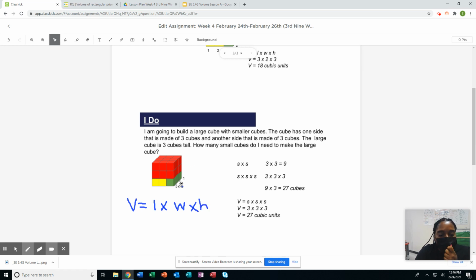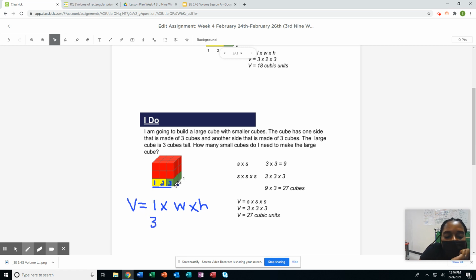Okay, so they gave us an example here of how to count 1, 2, 3, but we're going to start with our length first. Okay, because it's always easiest just to go right in order. So how long this shape is, remember we count 1, 2, 3, and it also told us that one side is made up of 3 cubes. So this side is made up of 3 cubes. So our length is 3.